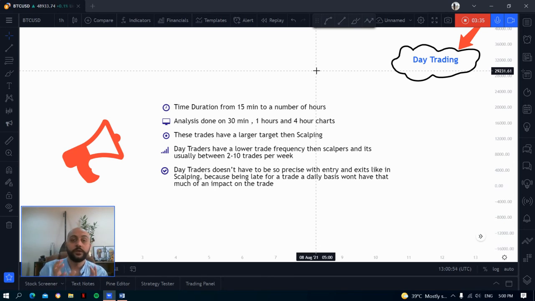It's not so much of a short period of time. It's a little bit longer. So day traders don't have that risk about entering and exiting a trade, because if you entered a little bit early or entered a little bit late, it's not gonna be a big deal for you.